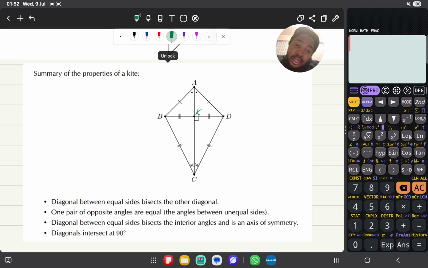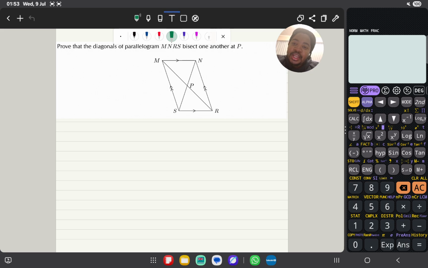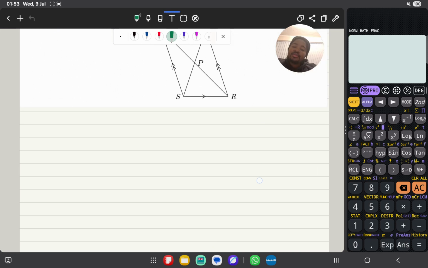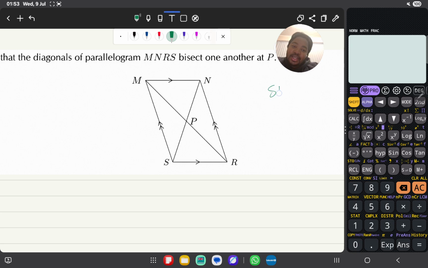Now I want us to take everything we have learned and apply it to the example we're going to do next. They say: prove that the diagonals of a parallelogram bisect each other at P. What are the diagonals of this? We have SN and MR. These are the two diagonals that we have.